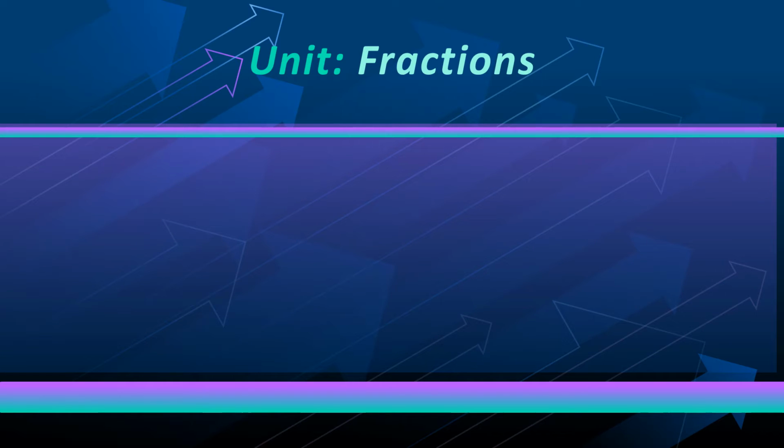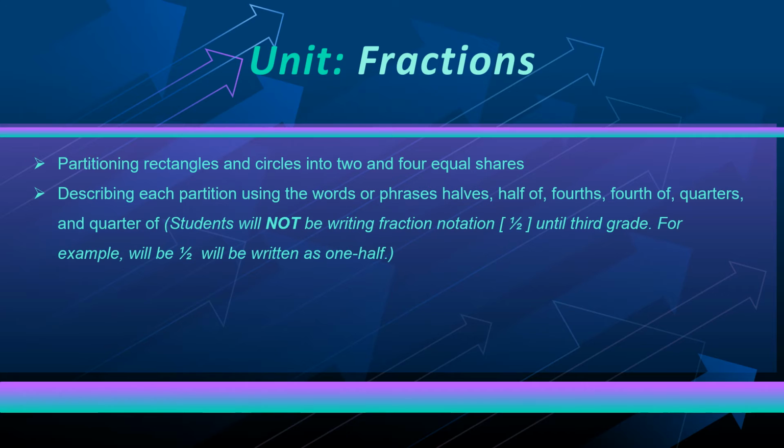This first grade unit of study on fractions will encompass the following key learning goals: partitioning rectangles and circles into 2 and 4 equal shares, describing each partition using the words or phrases halves, half of, fourths, fourth of, quarters, and quarter of. Students will not be writing fraction notations until 3rd grade. So you can see in the example, they'll only see it written as 1/2.